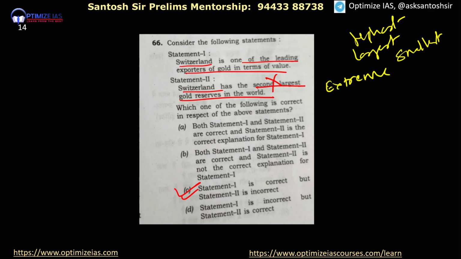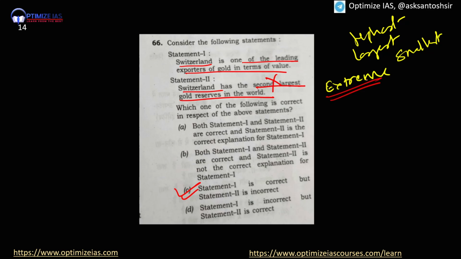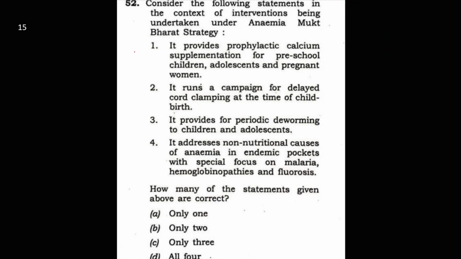Always keep this rule in mind: largest, highest, smallest, extreme statements are incorrect. You can apply logic also. See, Switzerland is a very small country, so obviously the gold reserves in Switzerland will not be the highest in the world. So that logic can also apply, but just apply this extreme statement rule and you can solve this question. Let us go to question number 15.